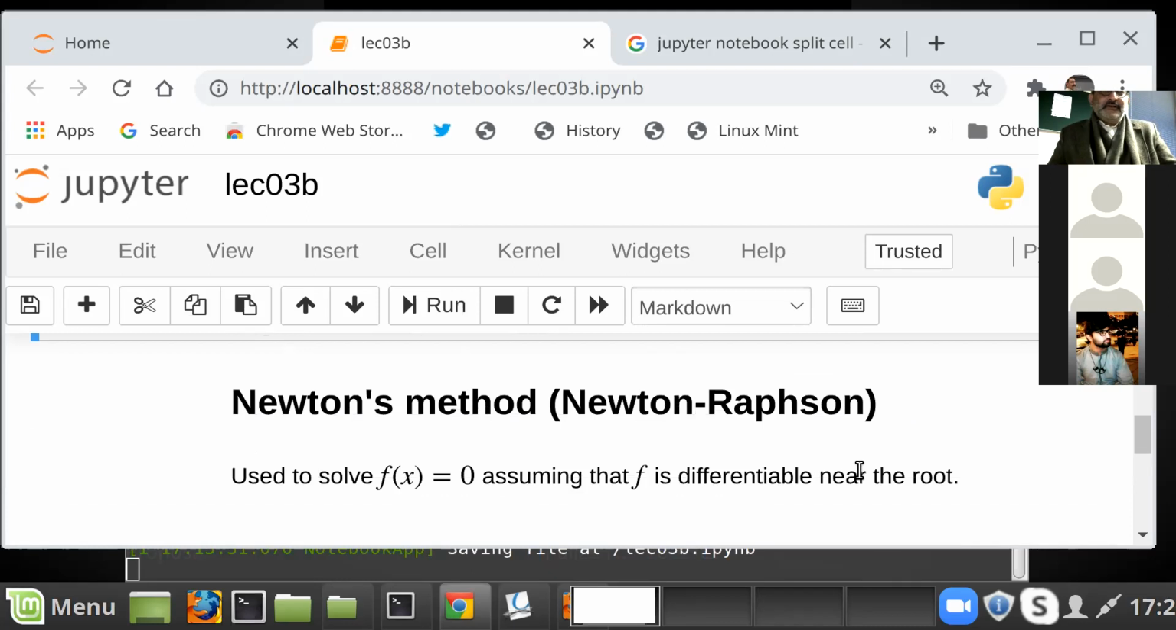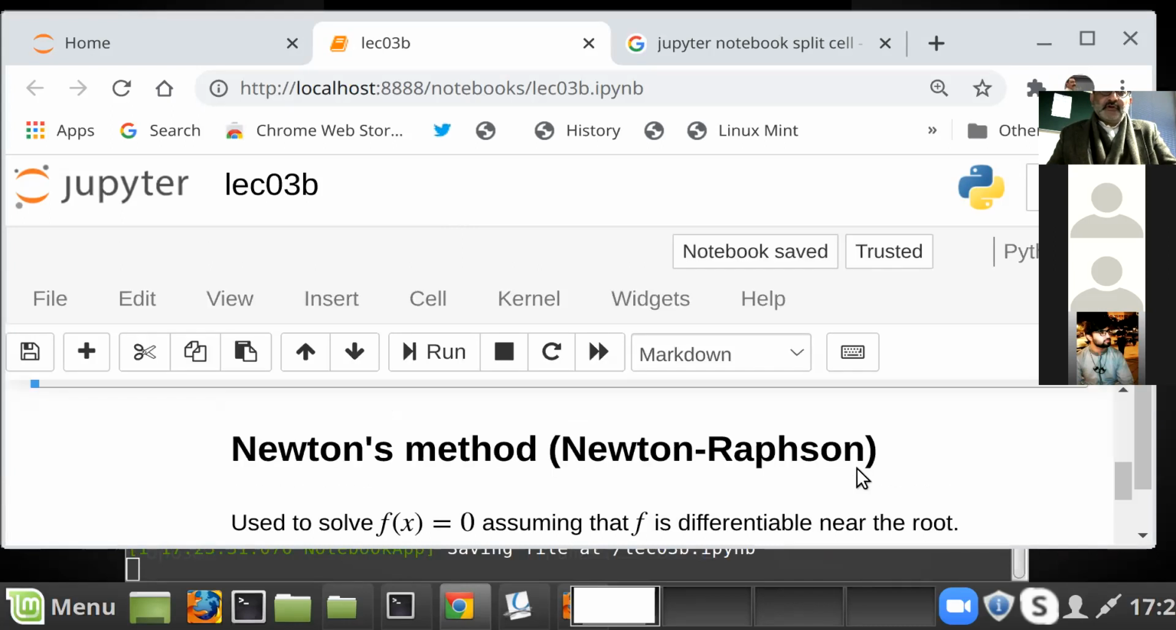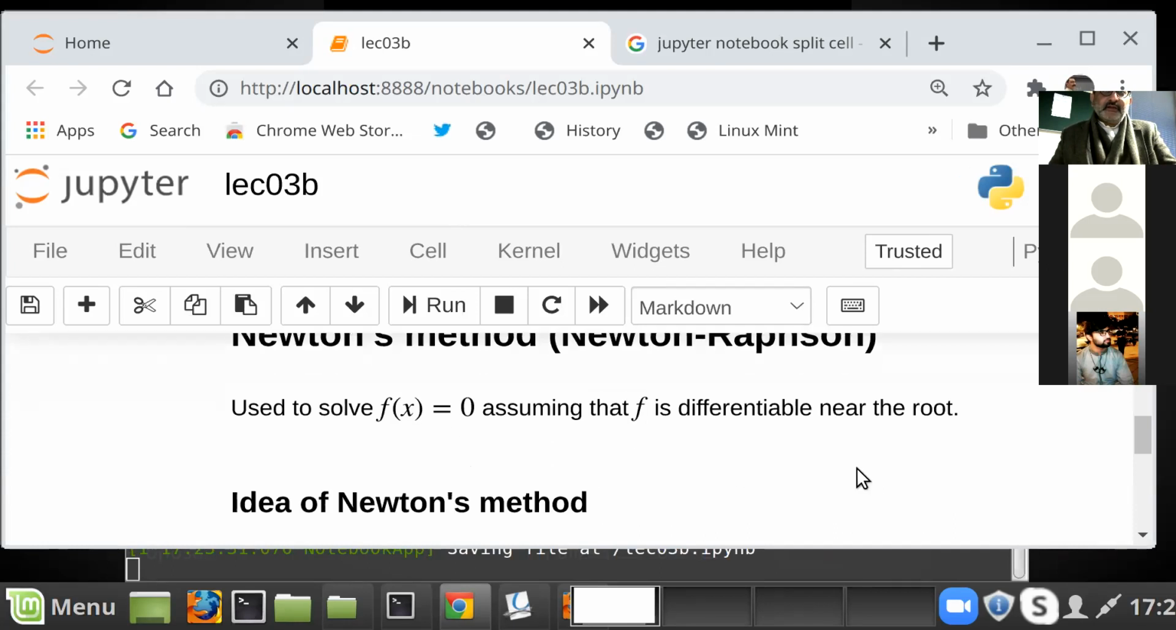Next one would be Newton's method. Some people call this the Newton-Raphson method. Now, this is used to find where f of x is equal to 0, assuming that f is differentiable near the root. As we're going along, we have to either find or estimate the derivative of f. So each iteration is more expensive than in the previous method, and you're assuming the existence of the derivatives near the root.